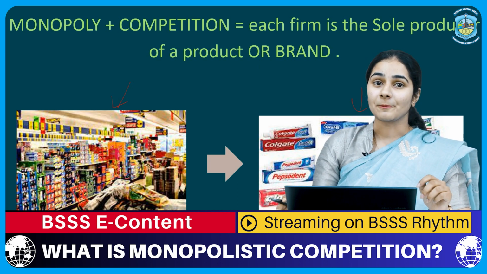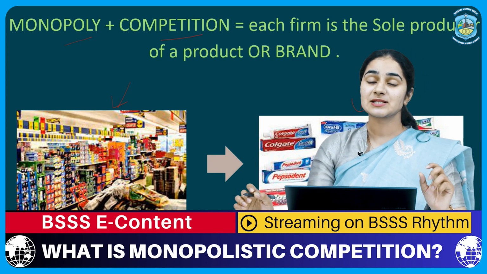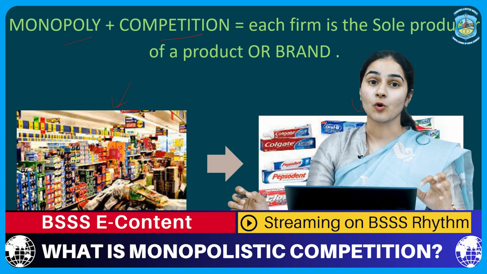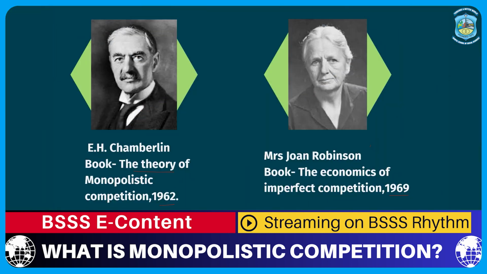Now, monopolistic competition is made of two words, that is monopoly and competition. This basically means that each firm is the sole producer of its own product and its own brand. Now, coming to the propounders of this theory, first is E. H. Chamberlin. He propounded this topic in his book, The Theory of Monopolistic Competition, that was published in the year 1962. Now, talking about Mrs. Joan Robinson, she published this in her book, The Economics of Imperfect Competition, that was in the year 1969.